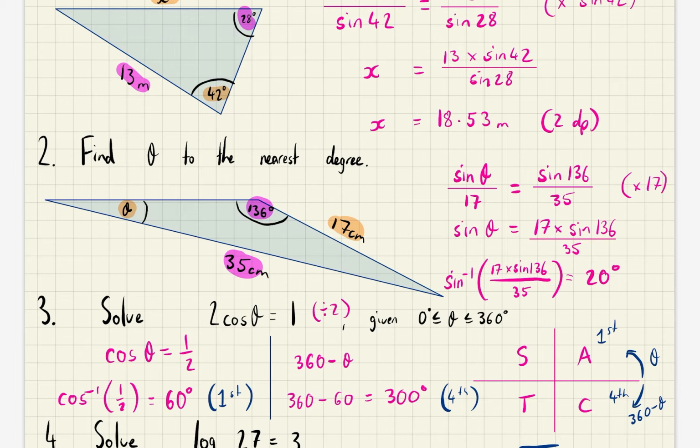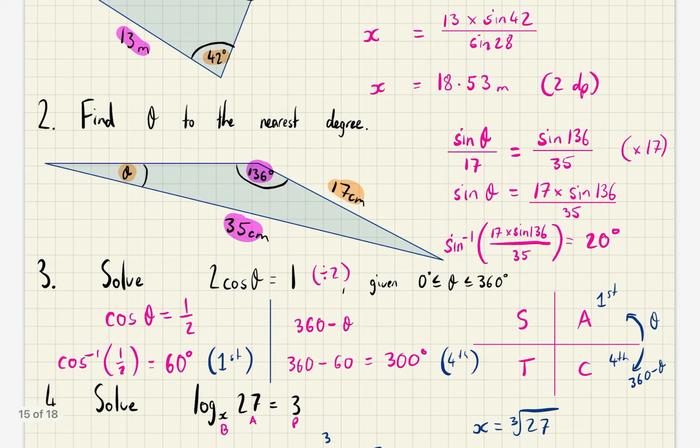And I want to get sine theta on its own, so I'm going to times both sides by 17, which gets rid of this. Then I get this expression here. Now what makes this different to the first one is I need to do the inverse sine. So that's the shift sine in your calculator. And you put shift sine of all of this, so it should look like that when you type it in. And when you do that, to the nearest degree, you get 20 degrees.